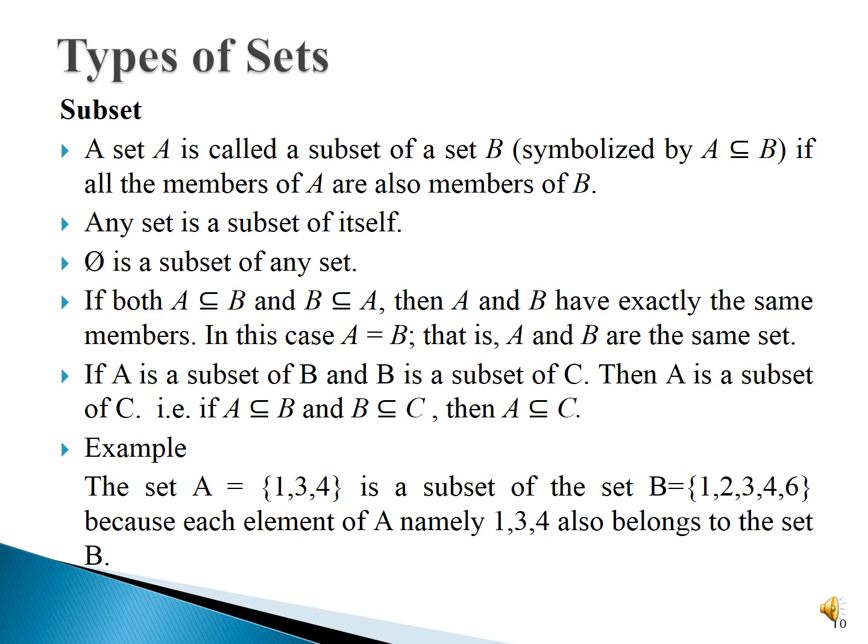Example, the set A which contains the elements 1, 3, 4 is a subset of the set B which contains the elements 1, 2, 3, 4, 6. Because we can see that 1 is an element of B, 3 is also an element of B, and 4 is also an element of B.